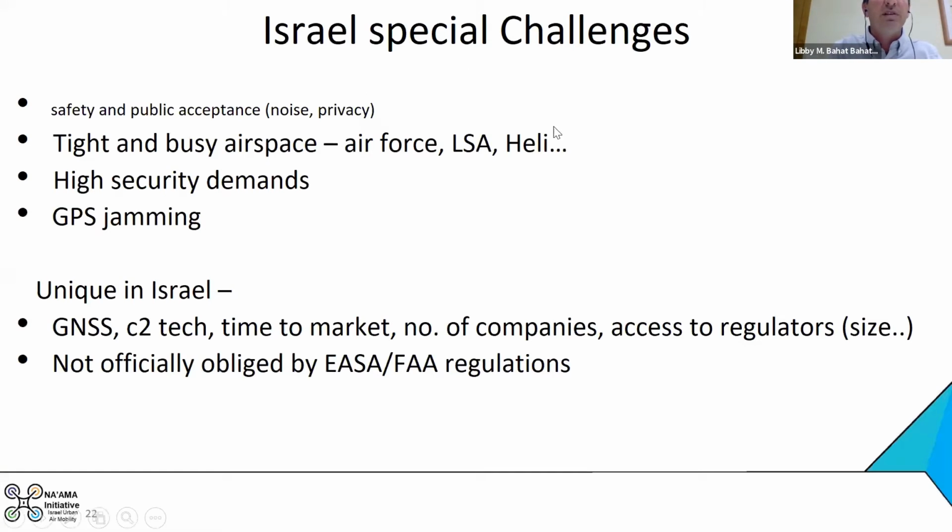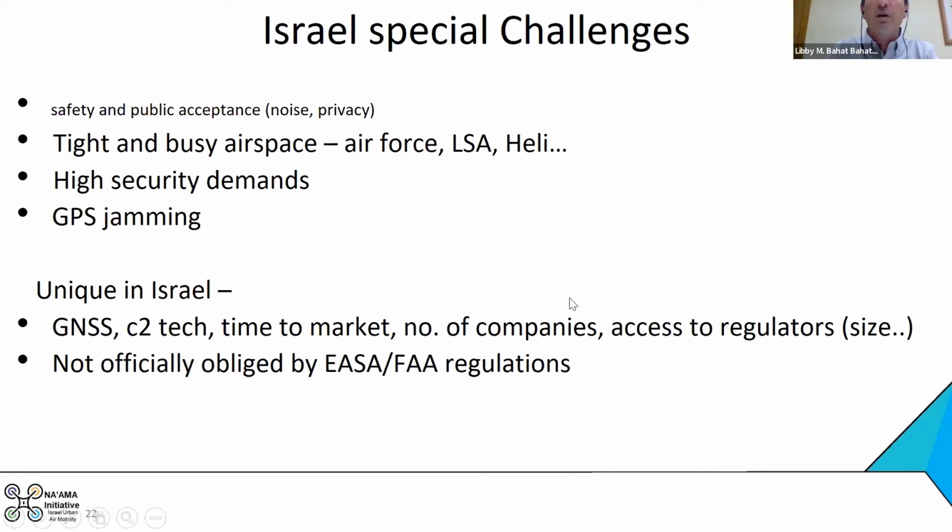Israel has a very tight and busy airspace, as we showed. Air Force, light sport, aviation, helicopters, a very active GA community. And I think Nick showed in an excellent way that this is a very major issue. You don't want to take their airspace. You want to try other things, as we are doing. Very high security demands because of our complex neighborhood and the Air Force demands. It's very understandable. GPS jamming, again, something we take almost as granted.